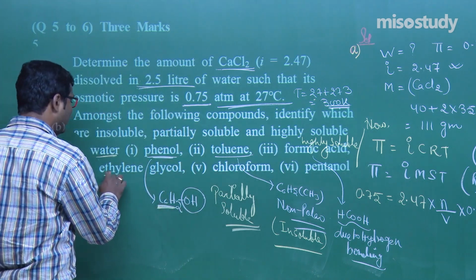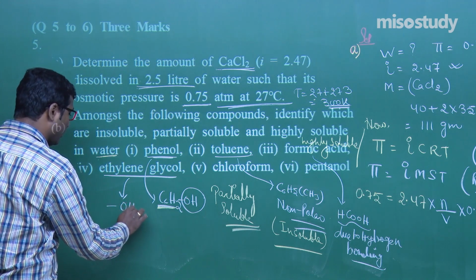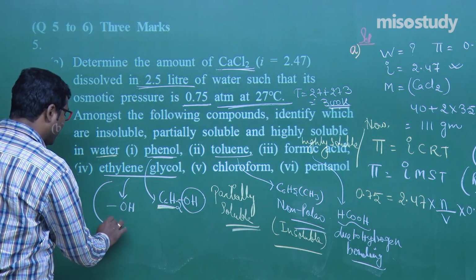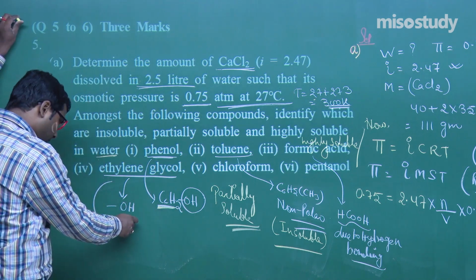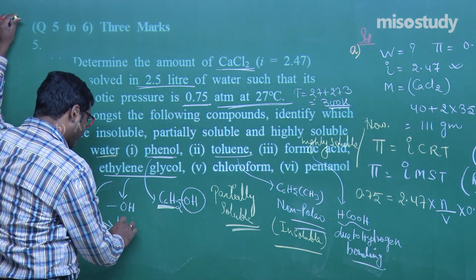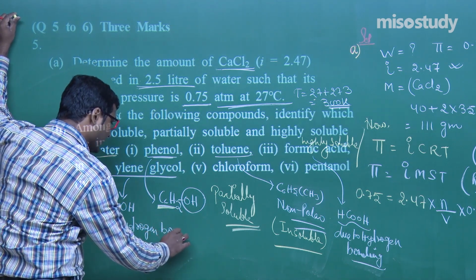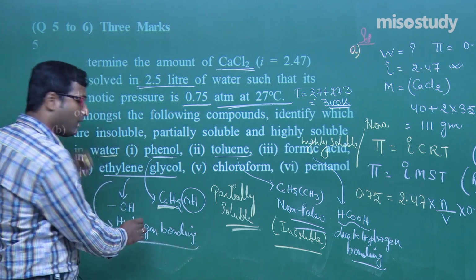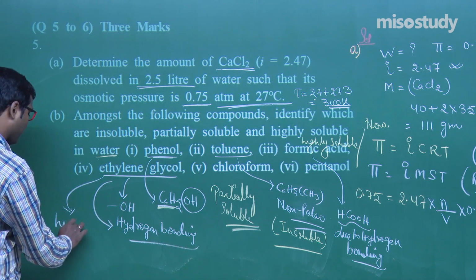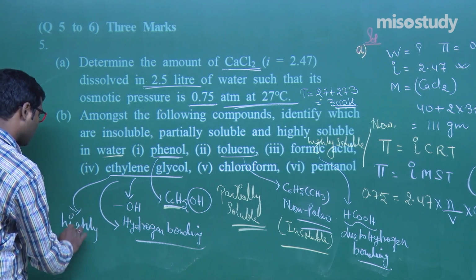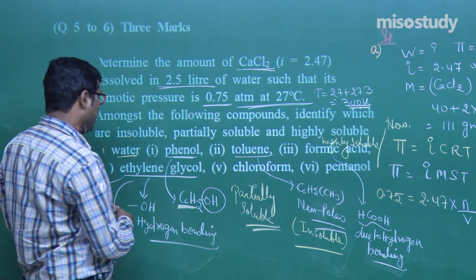Now ethylene glycol, as we know, in ethylene glycol there is an OH linkage. So definitely, if there is an OH linkage, it forms hydrogen bonding. Clear to you? Again I am repeating, it forms hydrogen bonding with water. So again it is, my friend, highly soluble. This is the case with ethylene glycol.